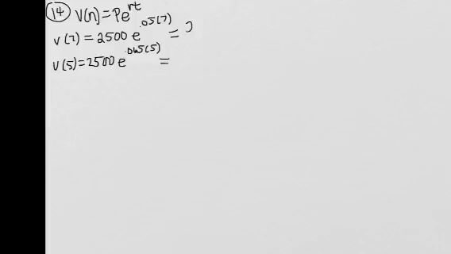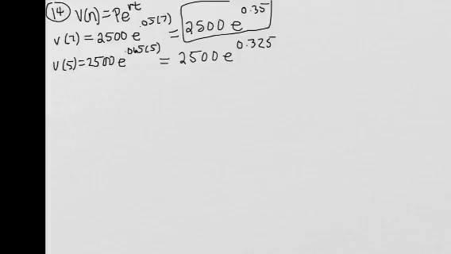So let me simplify. This is 2,500 times e to the 0.35, and the next one's 2,500 times e to the, when you multiply 0.065 times 5, you get 0.325. So just by looking at the exponents, I know that this one right here is going to be a better deal, right? Because the exponent is bigger. The principal is the same, so that's constant in both investments. But because the exponent is bigger on the first one, that's going to give me more money.